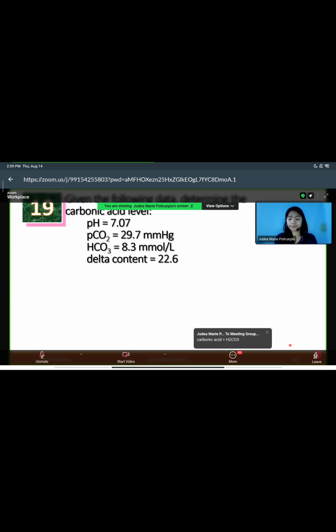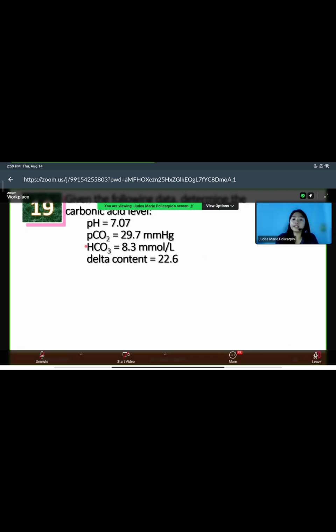H2CO3. Now, ingat ha, kasi nako-confuse yung mga student sa bicarbonate at saka sa carbonic acid. Ang bicarbonate kasi ay HCO3, pero ang carbonic acid ay H2CO3. Okay, so mag-iingat lang ha. 2 lang kasi yung difference ng carbonic at saka ng bicarbonate natin. Okay? So, how do we get the value of your carbonic acid level?